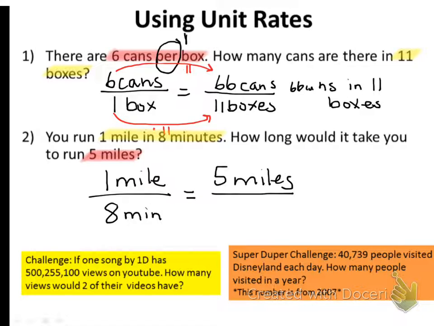It's the same thing we did above, but now we're doing it first with the numerator. What do we do to 1? What do we multiply it by to make it 5? We multiplied it by 5. So we're going to do the same thing to the denominator. 8 times 5, that gives us 40. So that means it takes this person 40 minutes to run 5 miles.